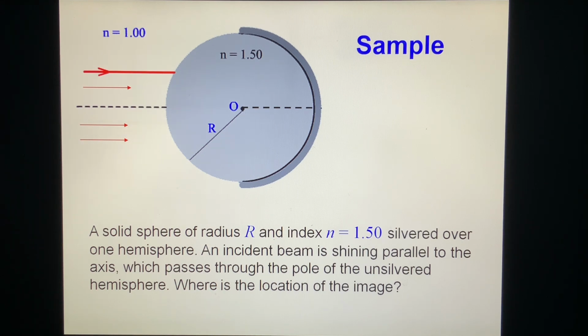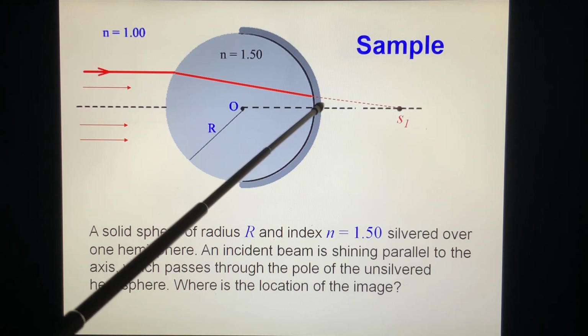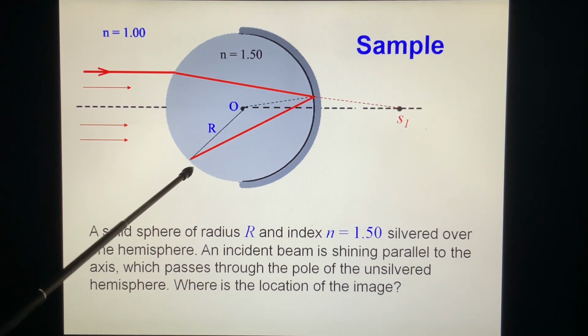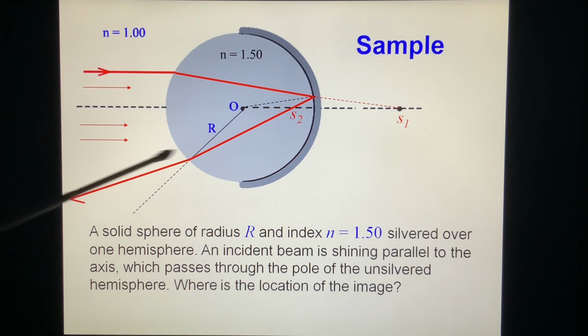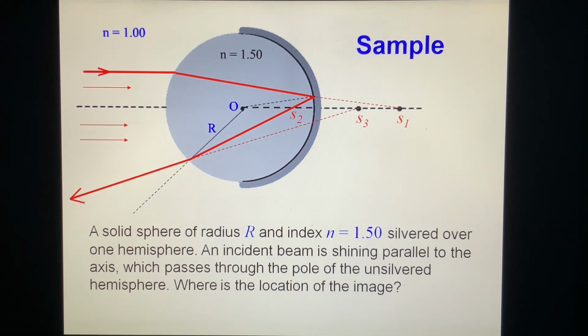Where is the location of the image? The light first hits a refracting surface, then is reflected from the mirror, and then passes through another refracting surface. The line and the central line never change, so this will be the final image. There are three processes: one refracting surface, one mirror, one refracting surface again. This is the most important thing.